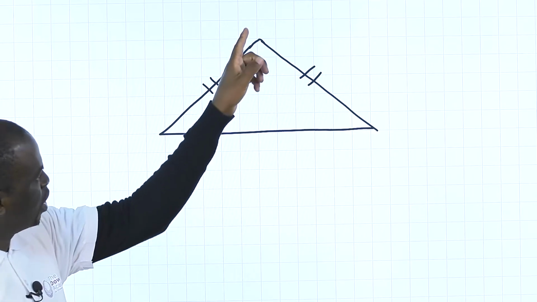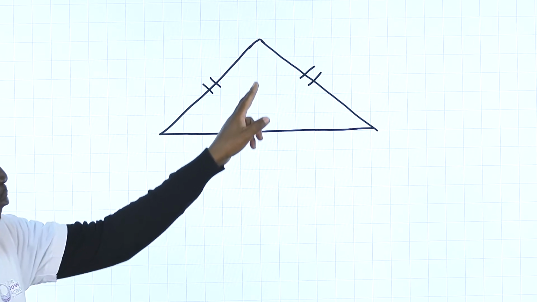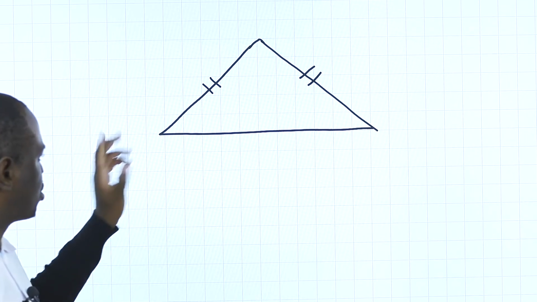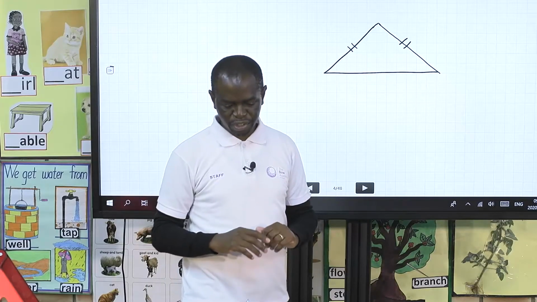So the one line of symmetry that can run from there up to the bottom can divide that triangle into two equal parts. That's all about the equilateral triangle, the isosceles, equilateral, and the scalene triangle. We move on now in our lesson.